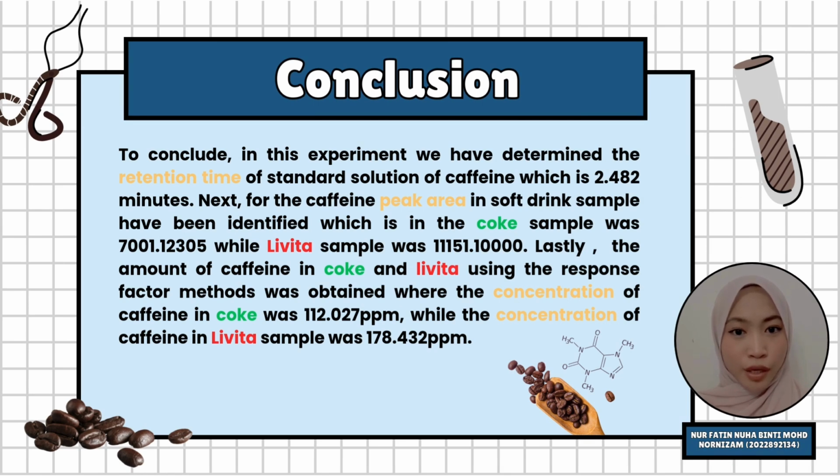which is 2.482 minutes. Next, the caffeine peak areas in the soft drink samples have been identified, which in the Coke sample was 7001.12305, while the Levita sample was 11151.1. Lastly, the amount of caffeine in the Coke and Levita using the response factor method was obtained, where the concentration of caffeine in the Coke was 112.027 ppm, while the concentration of caffeine in the Levita sample was 178.432 ppm.